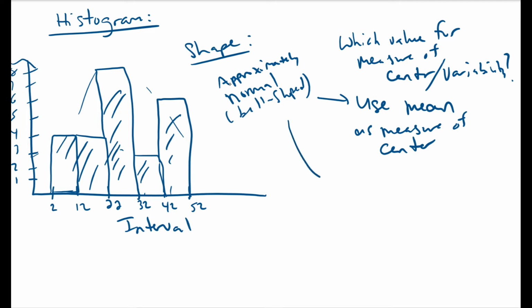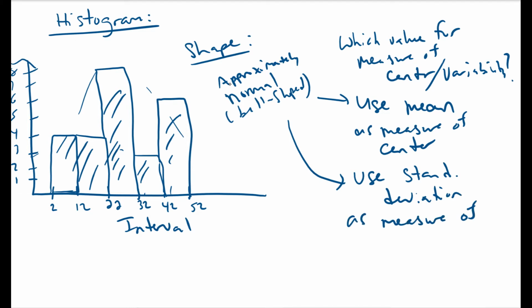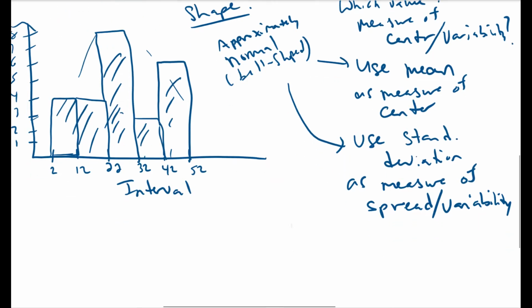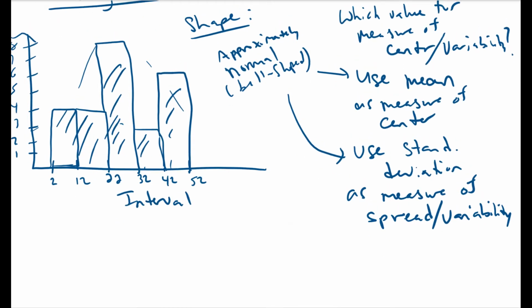And then for variability, if it's approximately normal, you're going to use the standard deviation as the measure of spread or variability. If it was skewed, you would be using the interquartile range. So just going over that concept.